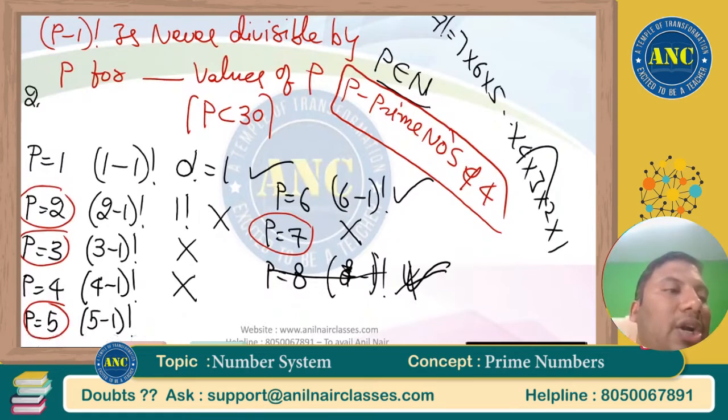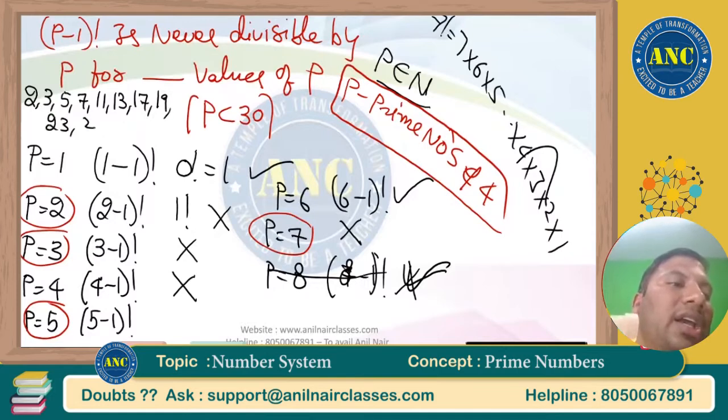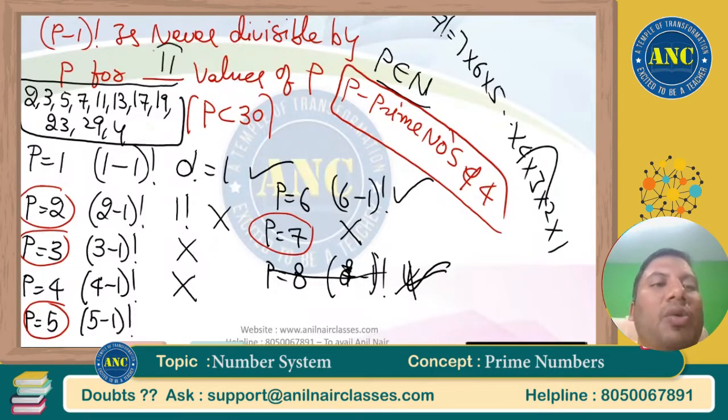So P will take 2, 3, 5, 7, 11, 13, 17, 19, 23, 29 and 4. These are all the values it will take. How many values? 1, 2, 3, 4, 5, 6, 7, 8, 9, 10, 11. For how many values of P is (P minus 1) factorial never divisible by P? For all the prime values of P, and P equivalent to 4.